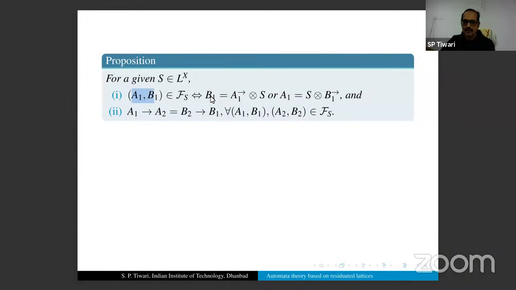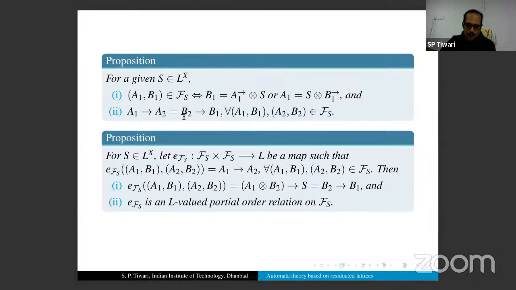Years, again the idea is that B1 can be expressed in terms of A1, and A1 can be expressed in terms of B1 in the framework of newly defined operations. Similarly, if we are looking in terms of residuum, A1 arrow A2 is the same as B2 arrow B1. And even much more, we can define a partial order relation with the help of this operation.